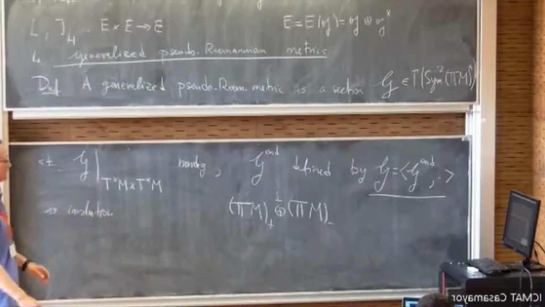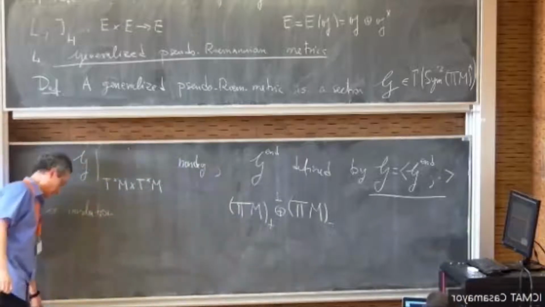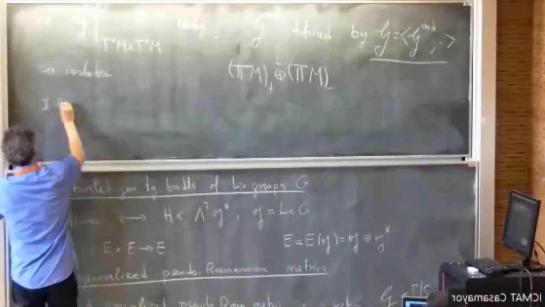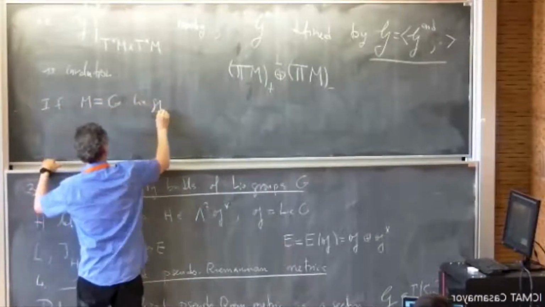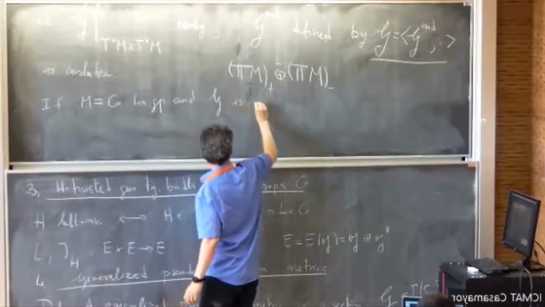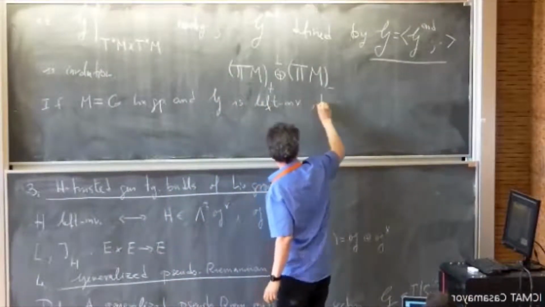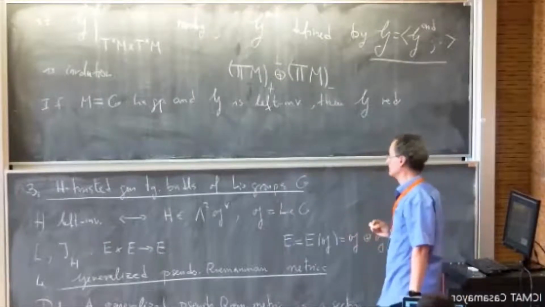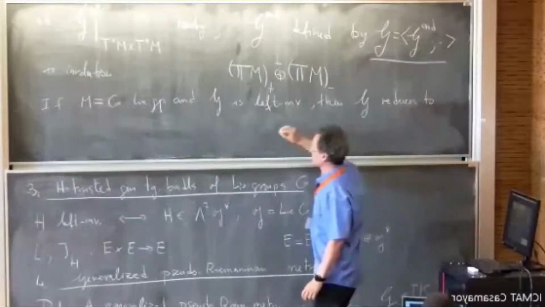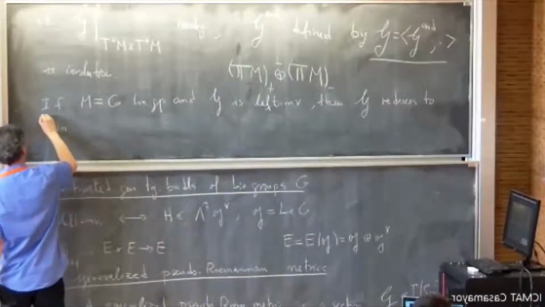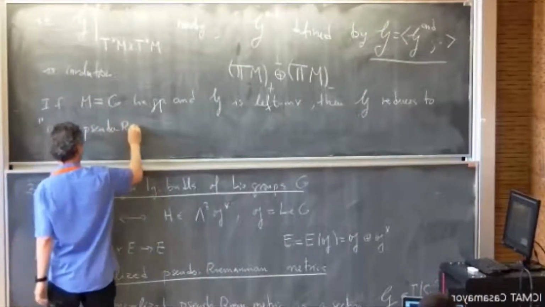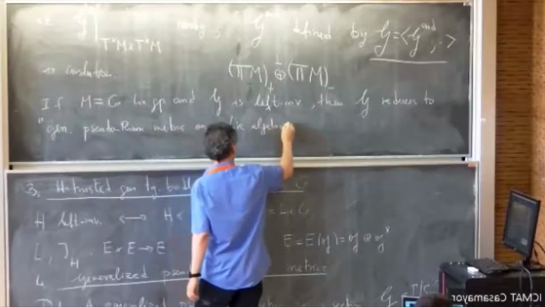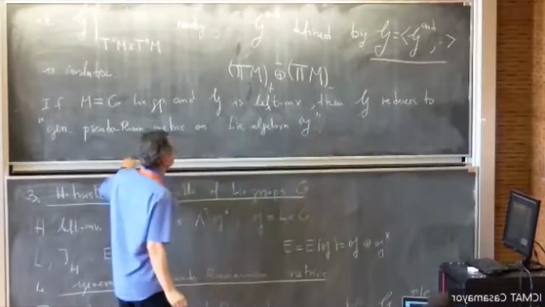So this is exactly the setting we will consider. On the Lie group, again, we ask that G is left invariant, and then it reduces again to some structure on the Lie algebra. If M is a Lie group and G is left invariant, then G reduces to what we call a generalized pseudo-Riemannian metric on the Lie algebra. And this is defined exactly in the same way.